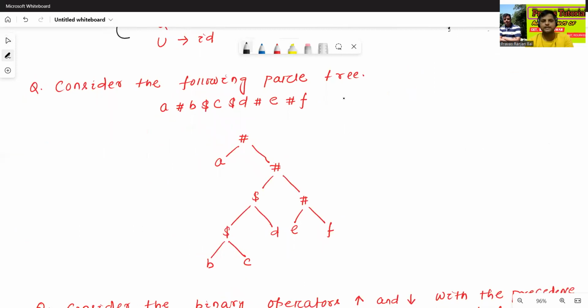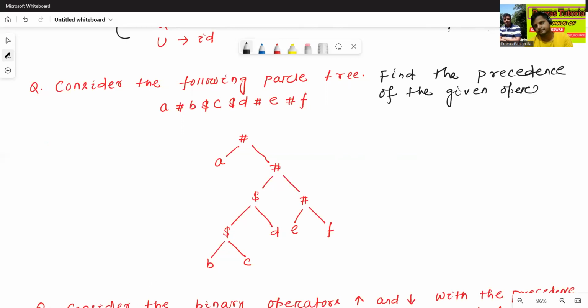Okay, now we'll discuss one more example. Consider the following parse tree. The question is to find the precedence of the given operator. Here there are two operators, one is hash and one is dollar.